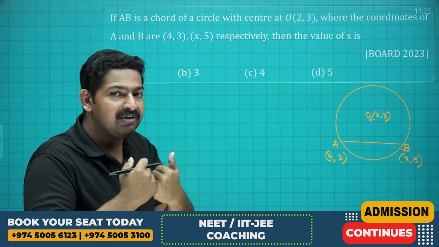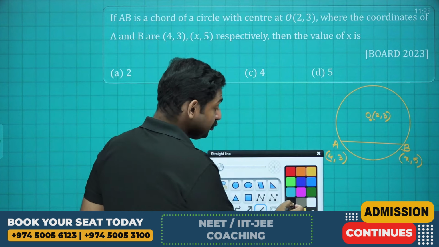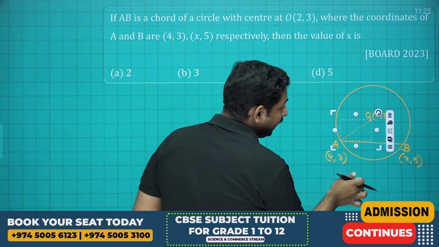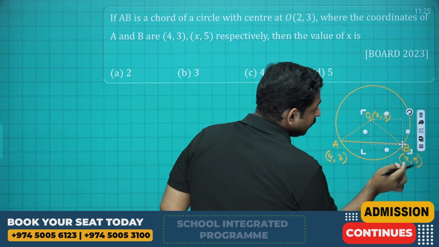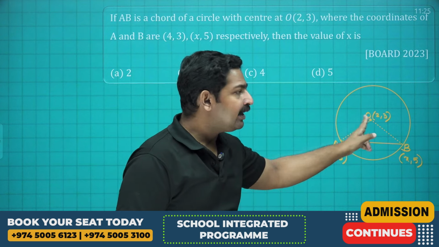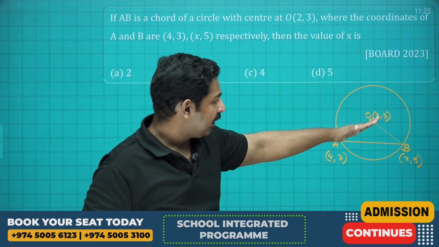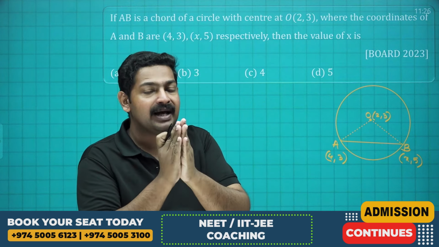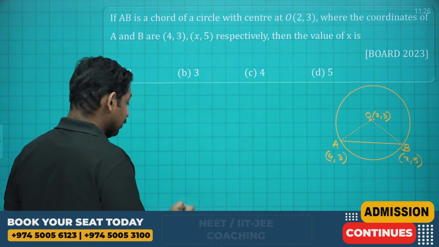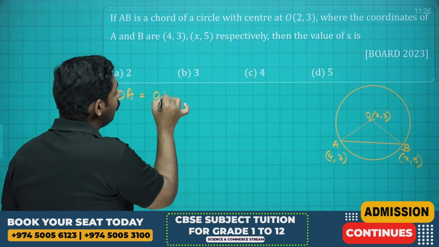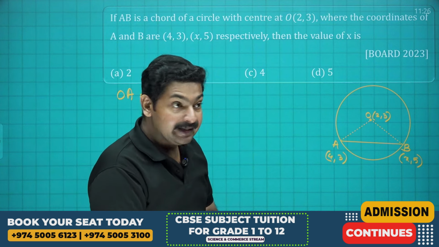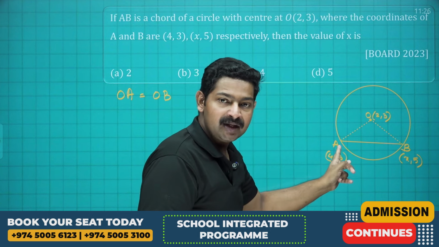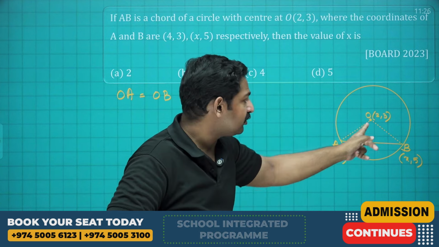So what idea we can use here? Here you can see if you just join the center to the points A and B, you can see OA and OB are the radius of the circle, right? OA is the radius and also OB is the radius, which means OA and OB are equal. So that idea we can use here. So OA is equal to OB, because both are the radius of the circle. Now, how to find OA? OA means you can see 2 points are given, right? Both the values are given. By distance formula, you can find out the length of OA.